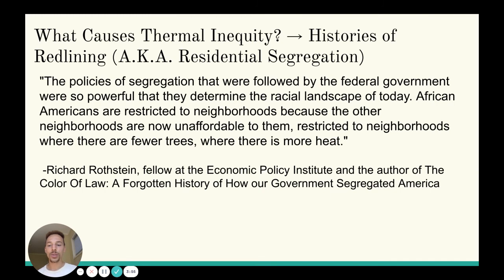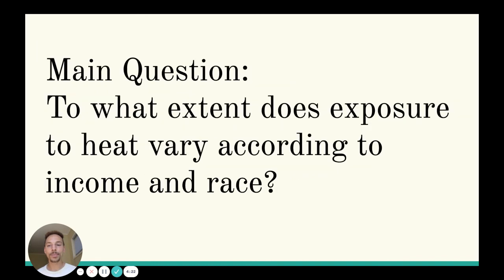And so this is a quote by Richard Rothstein. He's a fellow at the Economic Policy Institute and author of a really fantastic book, The Color of Law: A Forgotten History of How Our Government Segregated America, which I recommend. And his quote is, "The policies of segregation that were followed by the federal government were so powerful to determine the racial landscape of today. African Americans are restricted to neighborhoods because the other neighborhoods are now unaffordable to them, restricted to neighborhoods where there are fewer trees, where there's more heat."